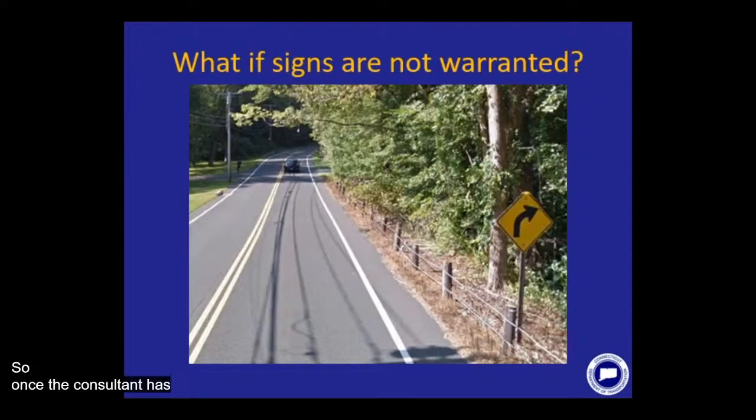So once the consultant has reviewed all the curves along a given route, they'll prepare design plans for all the curves that will receive signs in Coventry, and those aerial images of all the curves where the existing signs will be removed. Once that's done, they'll send the design plans and that list of curve removal locations to the department for us to review.